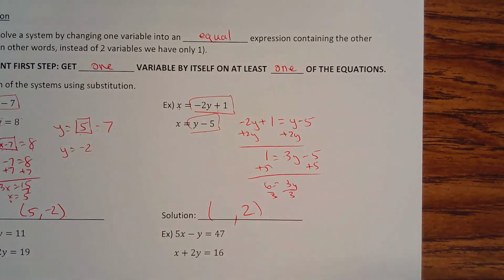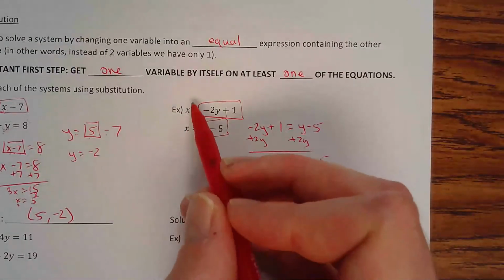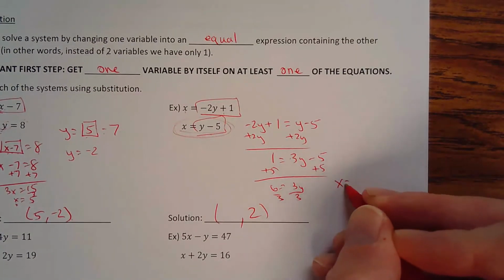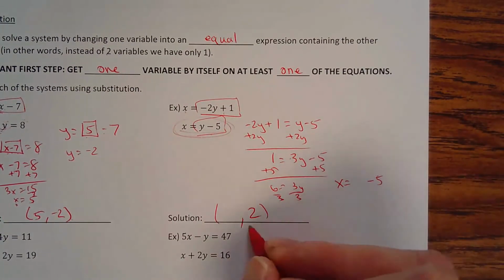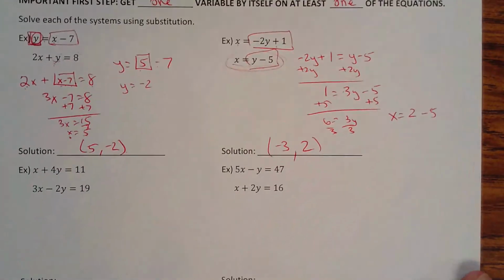Now back to an equation where, because I'm trying to find x, look at an equation that has x by itself. Well, you have options. This one looks a lot easier to me. I'd rather plug into that one. So x equals y minus 5, y equals 2, so 2 minus 5. So that'd be -3.